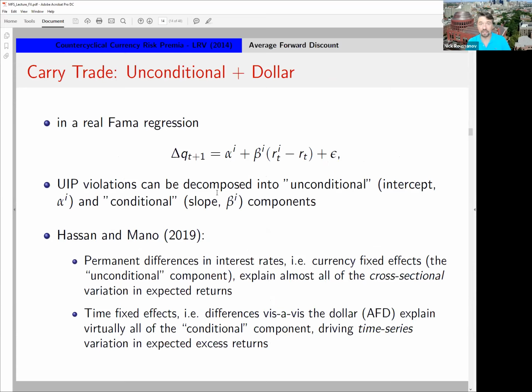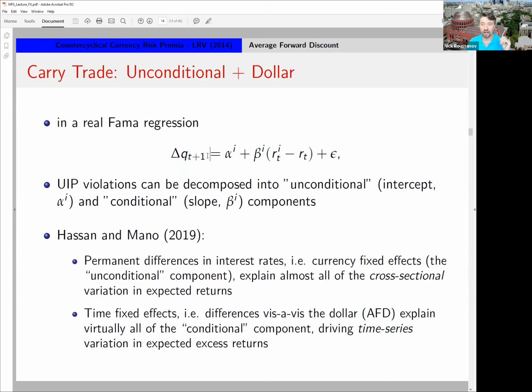Why is it the average forward discount that matters, and not the bilateral one? Well, there's a nice paper by Hassan and Mano that Adrien pointed out that provides this nice decomposition, in this panel regression setting, of the violations of U.I.P. that can be thought of as unconditional and conditional. So if you run a standard FAMA regression, and here by Q I mean real exchange rates, but you can also do that in nominal, where we use the S letter, as Adrien did.